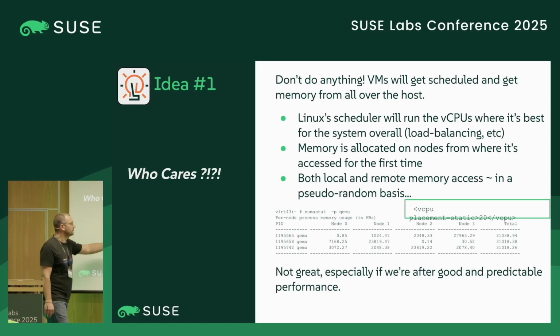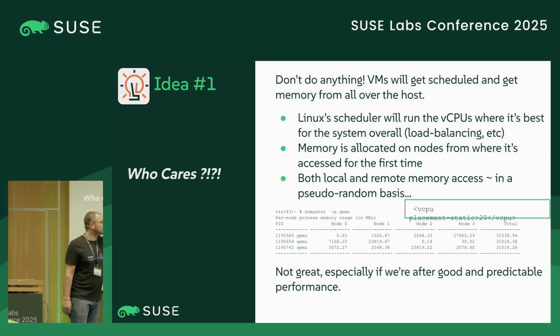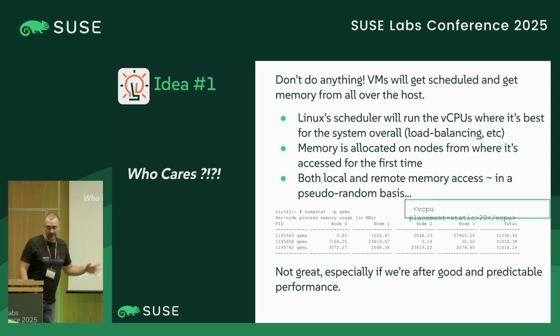This is an example of VMs started without any tuning, and you can see that they got memory from all the nodes. And if I were to show you the vCPU pinning, there is none. So the vCPUs of these two VMs can run everywhere.